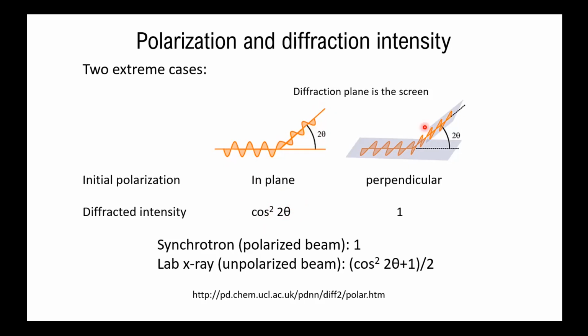Another extreme case is that the incoming X-ray is perpendicular to the diffraction plane, right? So it's actually diffracting in this way. The diffraction plane is still the same, it's still the screen, but because our incoming wave is now in this direction, it will be diffracted in this way. And there's no reduction in intensity. We totally conserve the intensity of the incoming X-ray. So the ratio is 1.